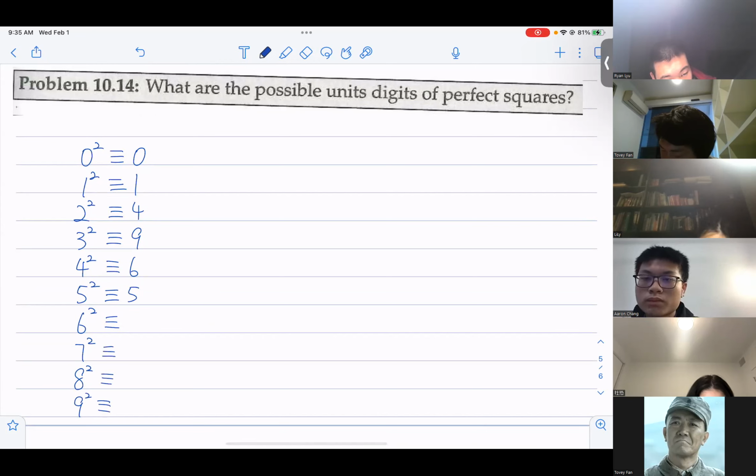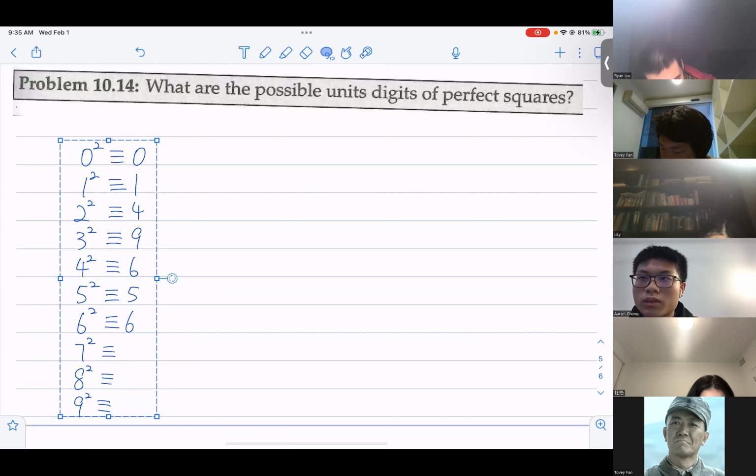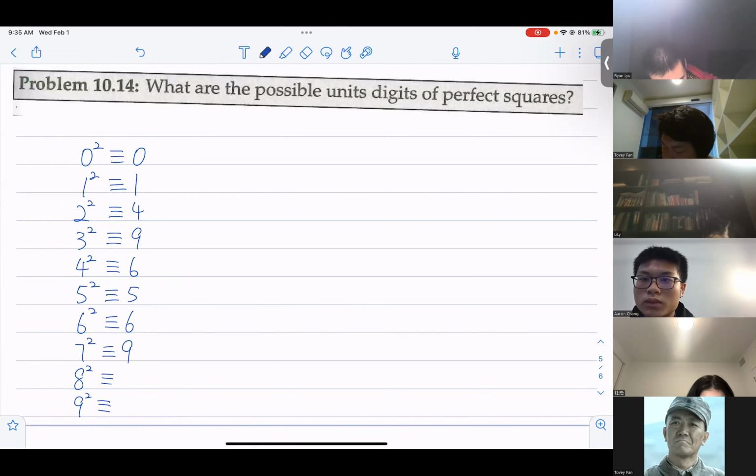36. 7 squared? 9. 8 squared? 4. 9 squared? 81, right? 1. See? That's it.